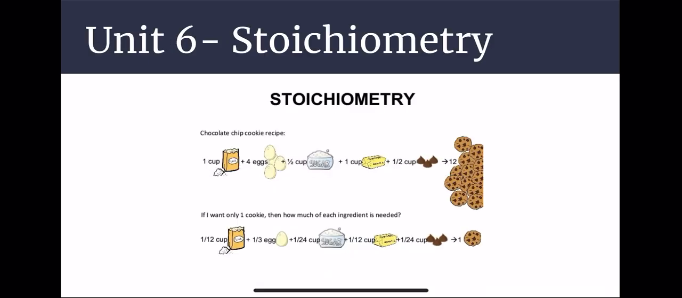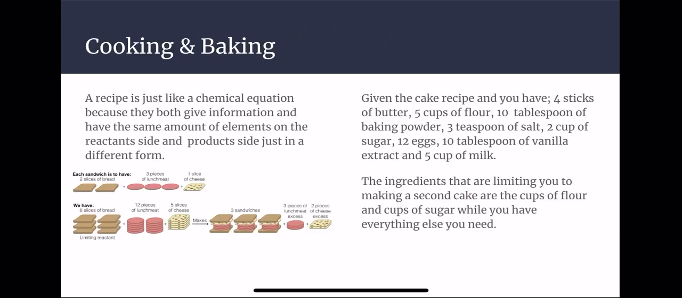Unit 6, Stoichiometry. Cooking and baking. A recipe is just like a chemical equation because they both give information and have the same amount of elements on the reactant side and product side, just in a different form.